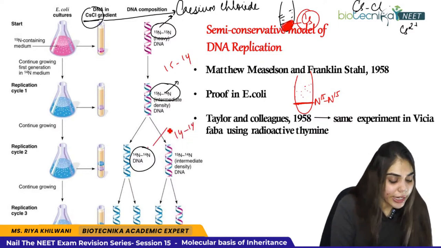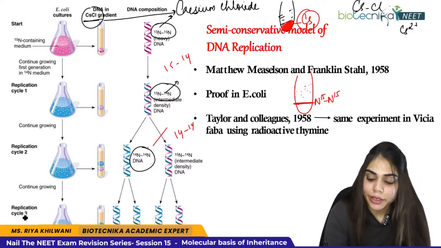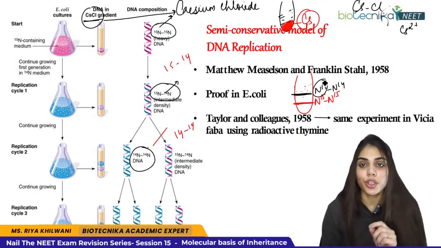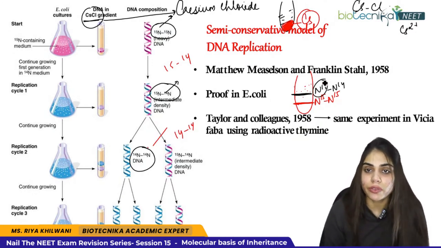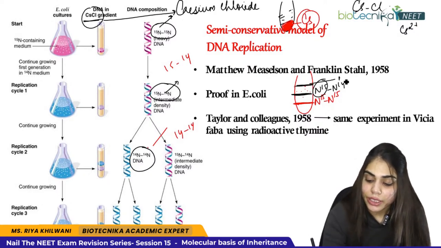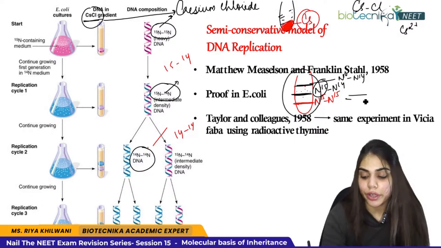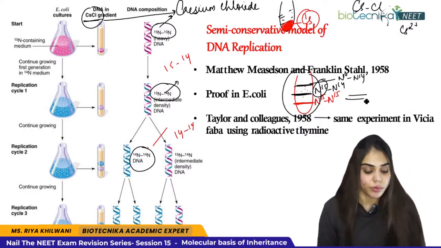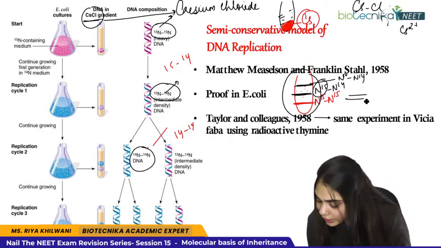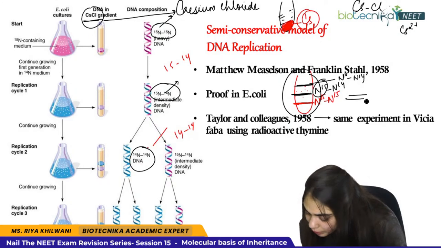So again, you will have another band here, that will be of N15 as well as N14. Why? Because here also you are having one combination of the heavier isotope, and the upper band would be of N14 and N14. This is the semi-conservative model of DNA replication. So I'm sure this is clear to everyone. If you have any doubt, please ask here.